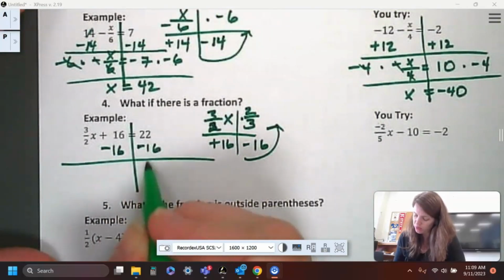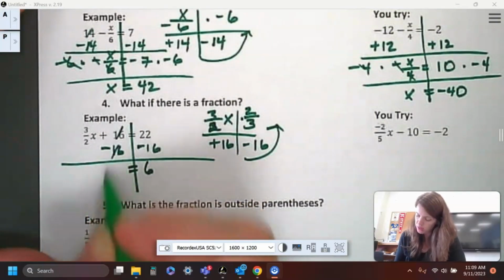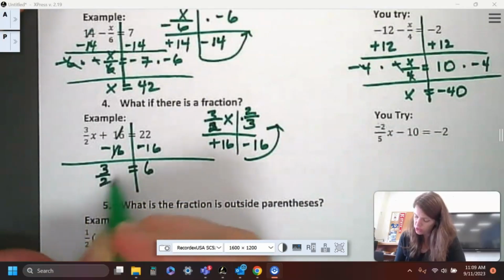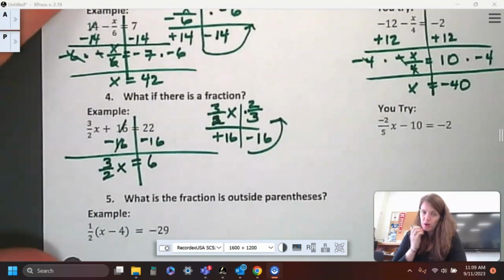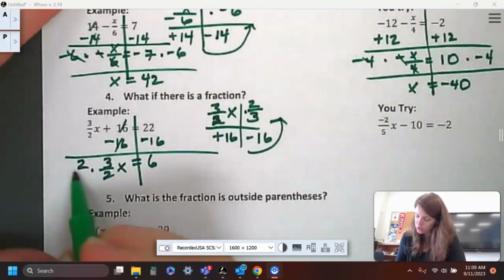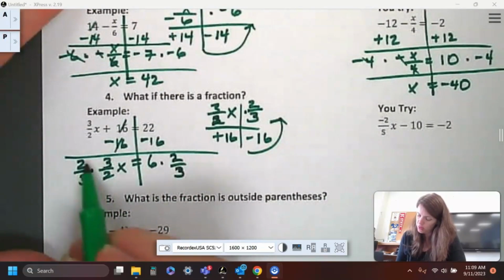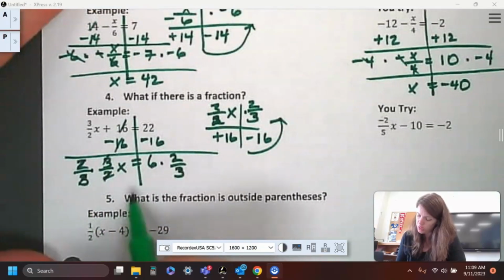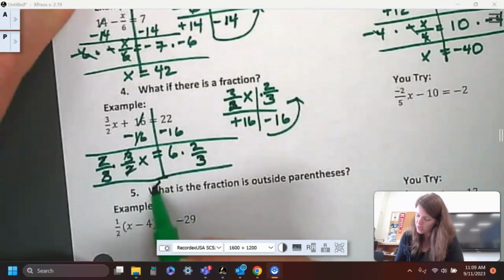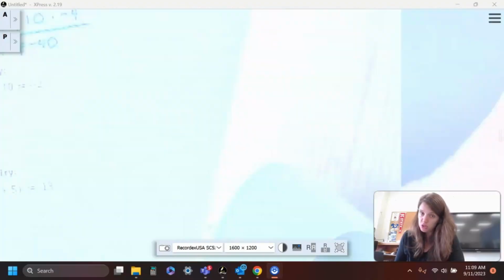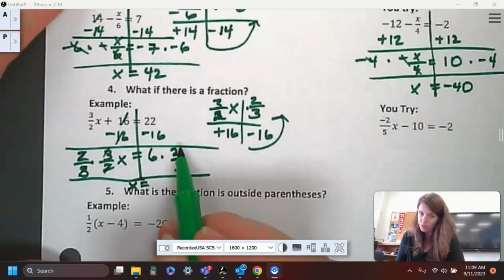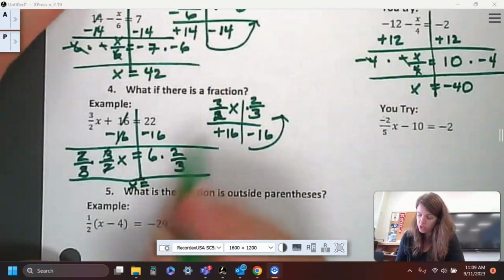22 minus 16 will give me 6, 0, and we have 3 over 2 x gives me x. Well, again, if I have a 3 over 2, I can use that 2 over 3, the reciprocal, to get rid of it. So these 2s cancel, 3s cancel, and I'm left with, on the left side, x equals 6 times 2, which is 12, and 12 divided by 3, which is 4.